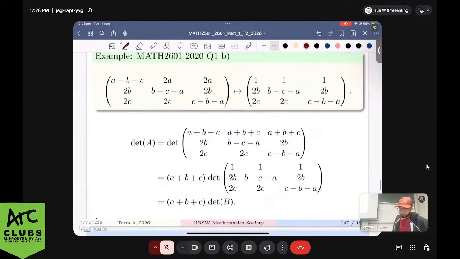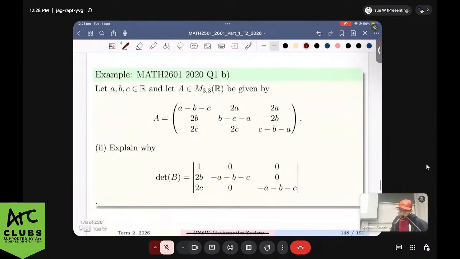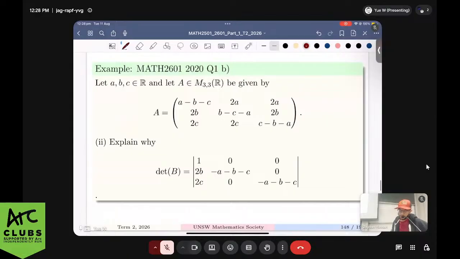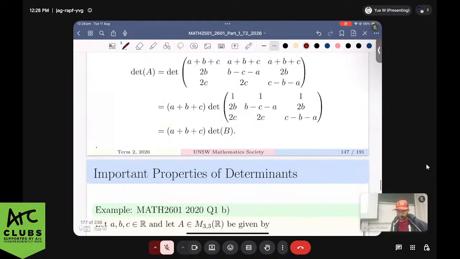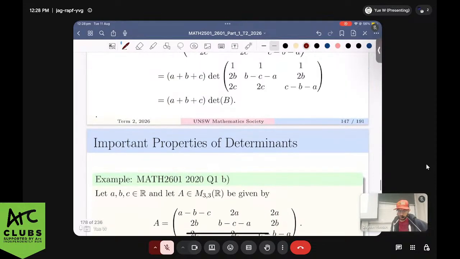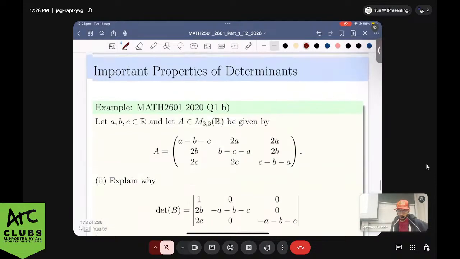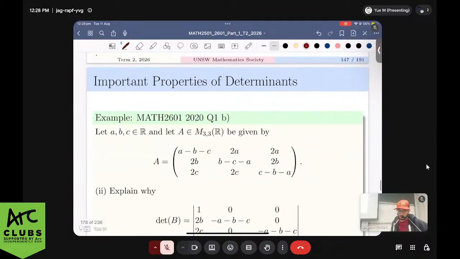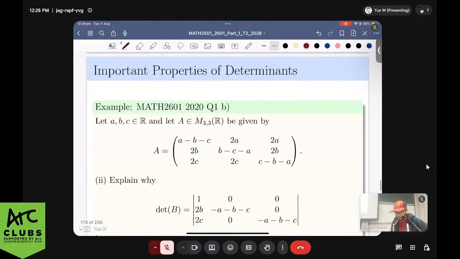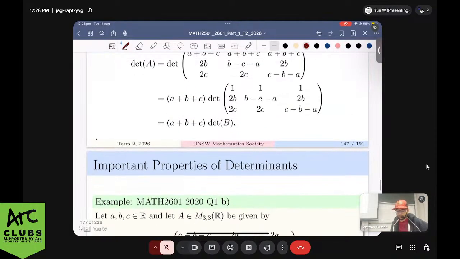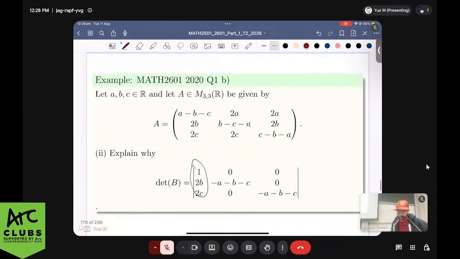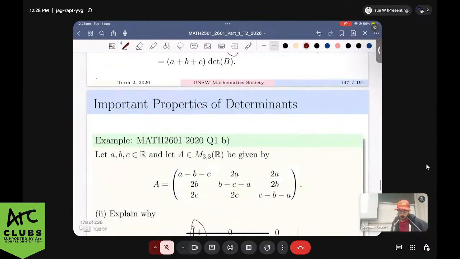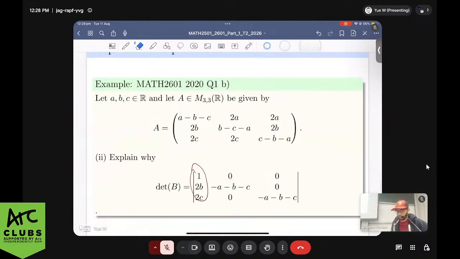Okay, now explain why the determinant of B is this thing. So they seem to have changed a few things to the matrix. The first row has changed a bit. Second row has also changed. Okay, all the columns: first column is the same. Second column has changed, third column has changed. So maybe we might think to do column operations.